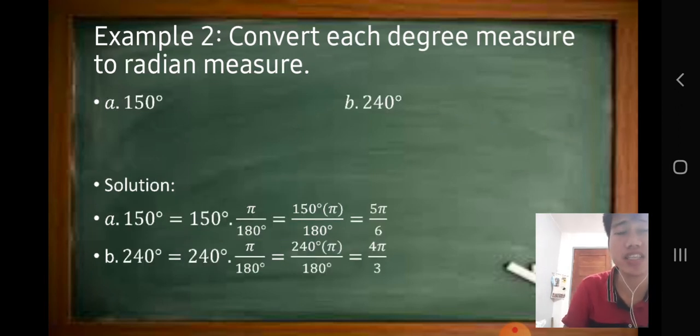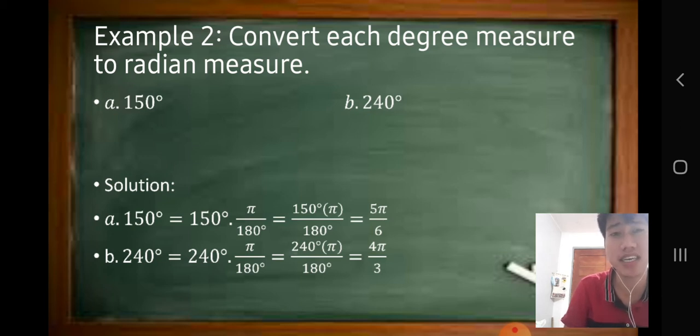If we want to convert each degree measure to radian, for example 150 degrees and 240 degrees. First, 150 degrees. In converting degree to radian, we multiply it by pi over 180 degrees. So 150 degrees times pi over 180 degrees, and then the answer will be 5 pi over 6 after simplifying. Therefore, 150 degrees is equal to 5 pi over 6.